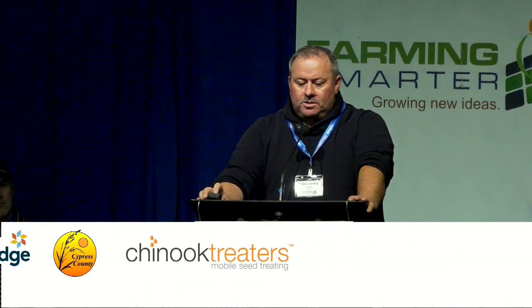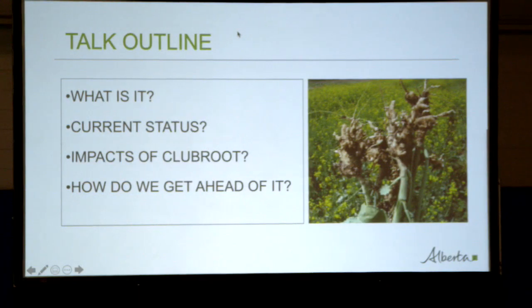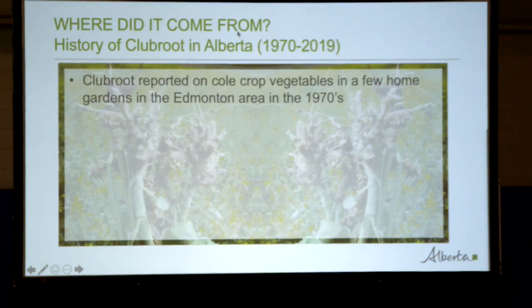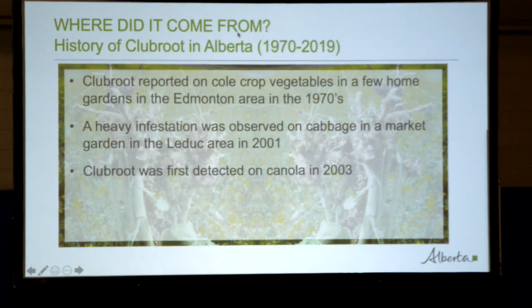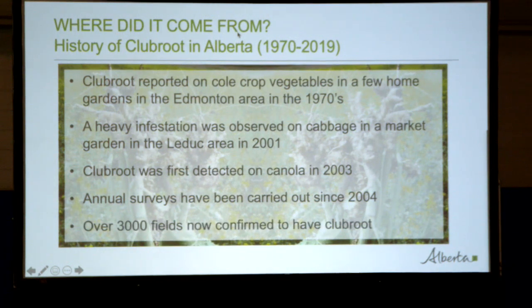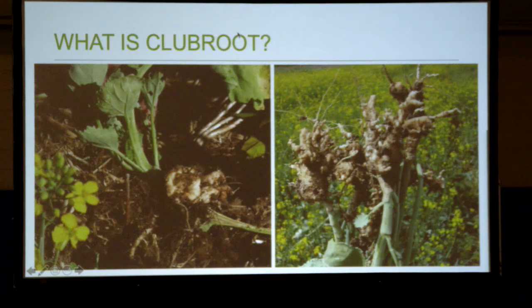I'm going to start here by just giving you a little bit of a reminder of where clubroot came from. We've had clubroot in Alberta since at least the 1970s in some home gardens. There have been other major economic infestations in vegetable farms, so market gardens that grow brassica vegetables. Clubroot was first detected on canola in 2003, and our surveys have showed that there's now over 3,000 fields confirmed to have clubroot.